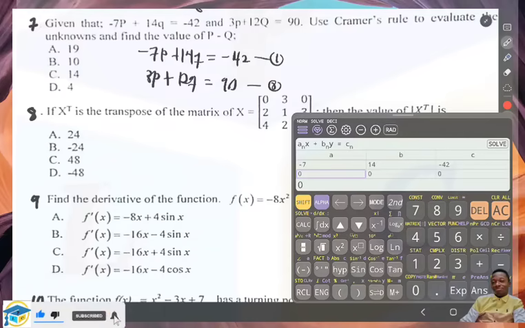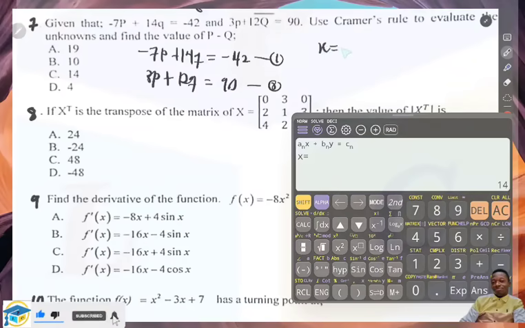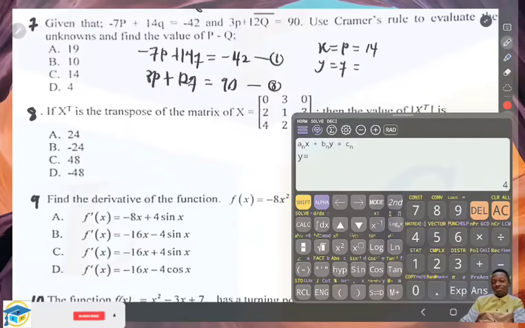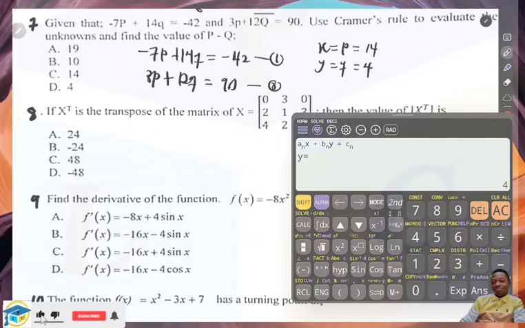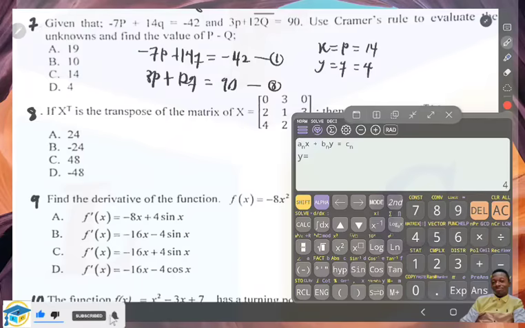Then we come to the second equation. We have 3 here, then we have 12 here, then we have 90. So what are we getting? We have x equal to 14, meaning that x at this point is equal to p, and that should be equal to 14. And y, which is equal to q, is also 4. So once you're able to get the values, then we are done.